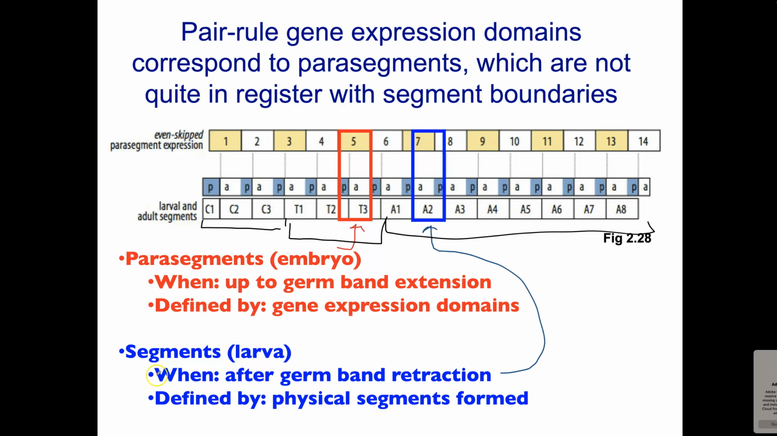Okay. After germ band retraction and the maturation of the embryo, that's when we see the actual segments. And before that point, we see these parasegments. And they're just defined by where different genes are being expressed. That's how they've been defined historically.